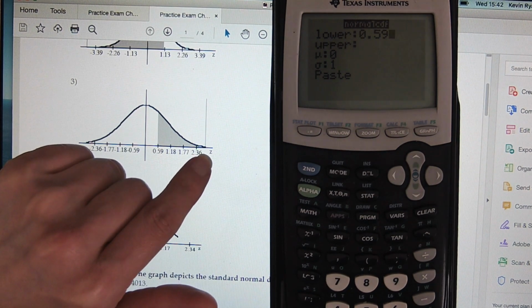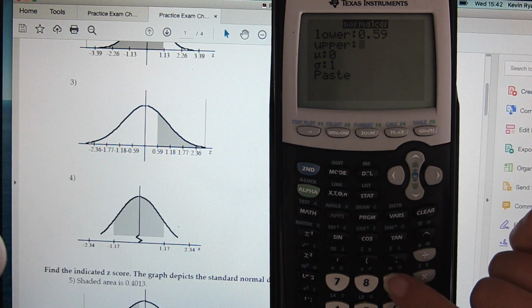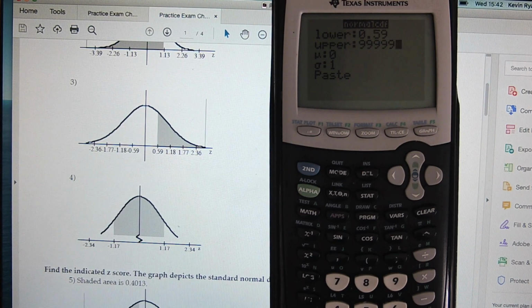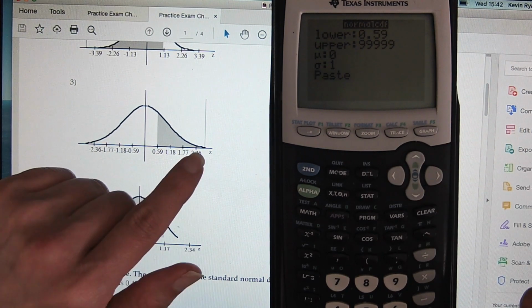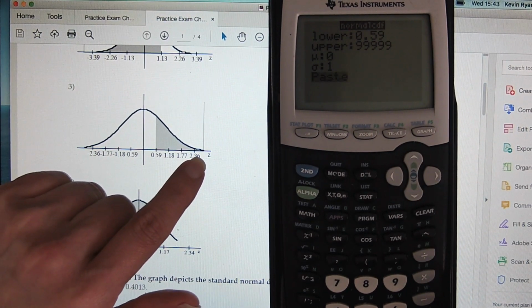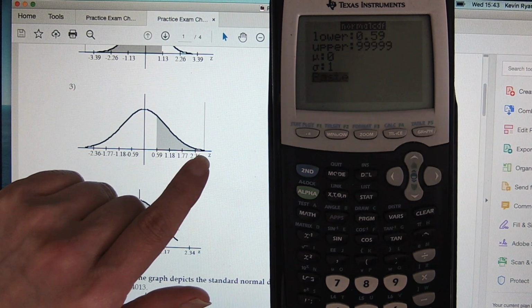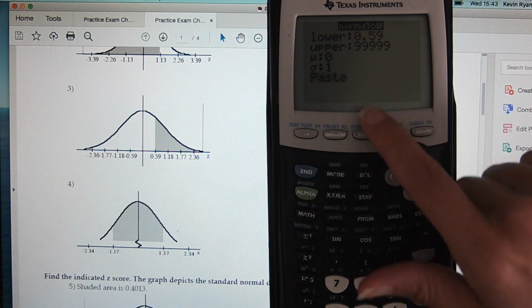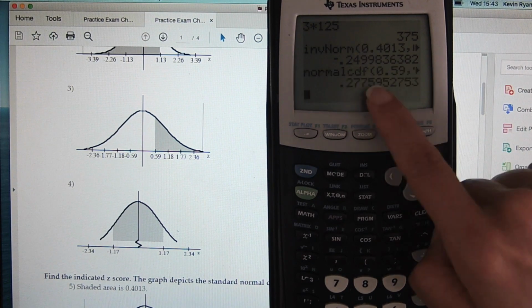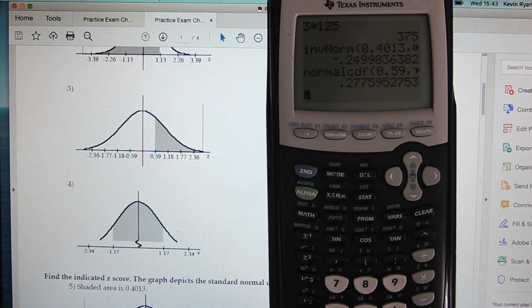Upper means just forever, never ends. So you have to put 9999. Then 0 and 1, because this means it just never ends. The upper number is just never ending. That's why you have to put a bunch of 9s. Then 0 and 1. So that's the answer.